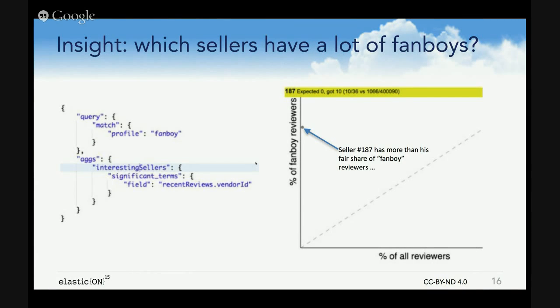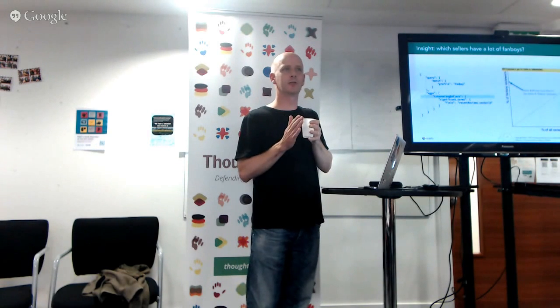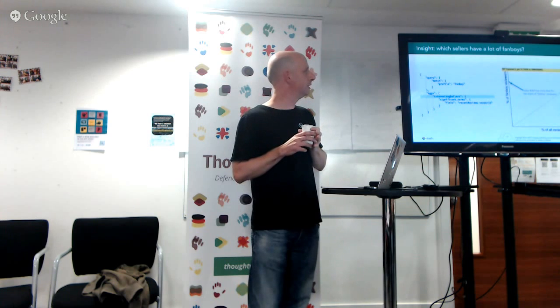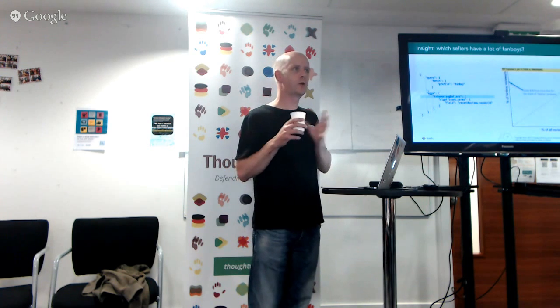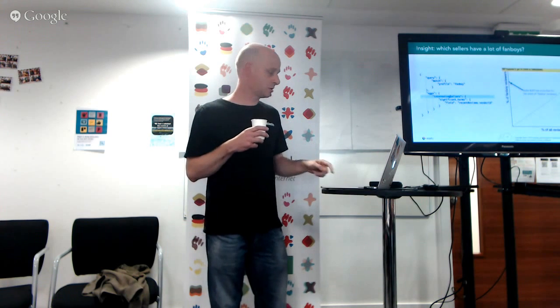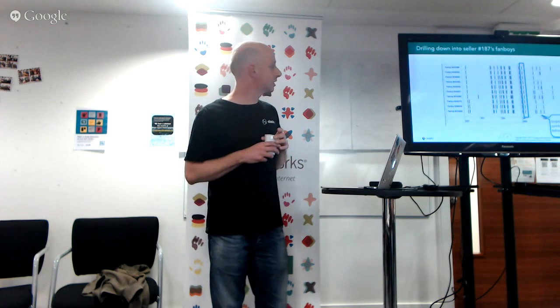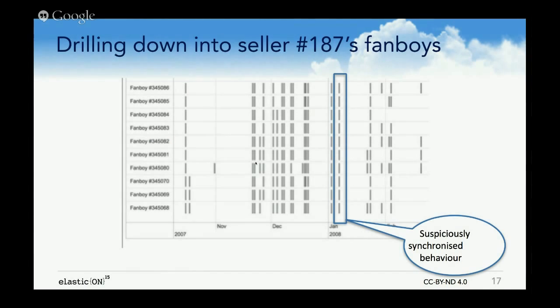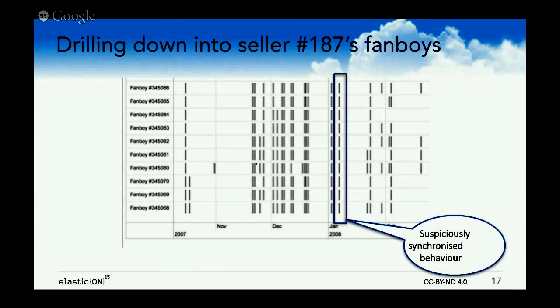He's got a tiny fraction of all the people who are actually buying things in the marketplace, and yet he's got 70% of the fanboy market. So that's a very iffy-looking seller. He's way off the charts when it comes to his share of fanboys. The mix is all wrong, and this clearly shows it. If I look at the actual fanboy accounts associated with seller number 187, you'll notice a strange vertical alignment of all these things. This is time. So these are years. This is 2 years.